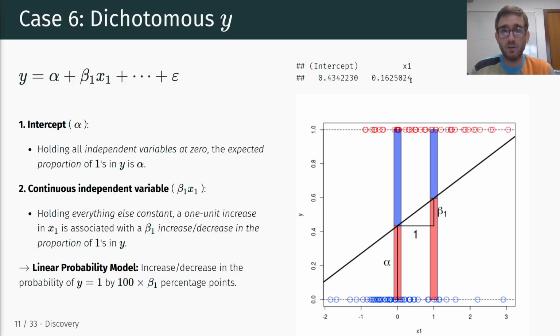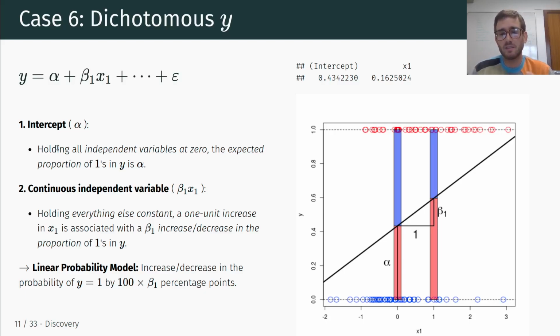So the question is now, how do we interpret these coefficients given that the dependent variable is dichotomous, so either 0 or 1, right? If we turn first to our intercept alpha, we can interpret this intercept, given a dichotomous dependent variable, as follows: holding all independent variables at 0, the expected proportion of 1s in y is alpha, right? And so why is that the case?